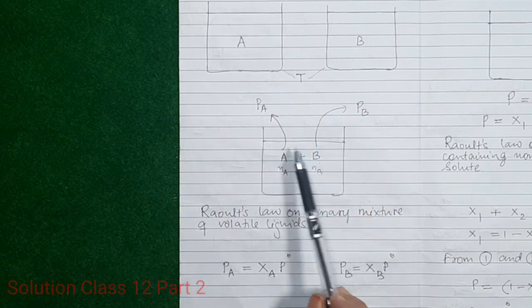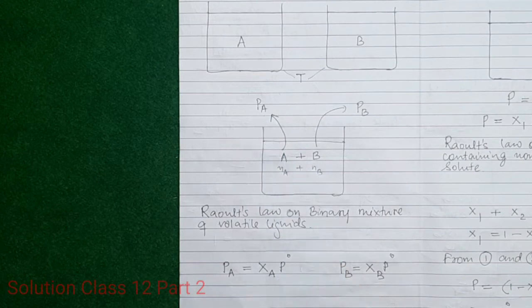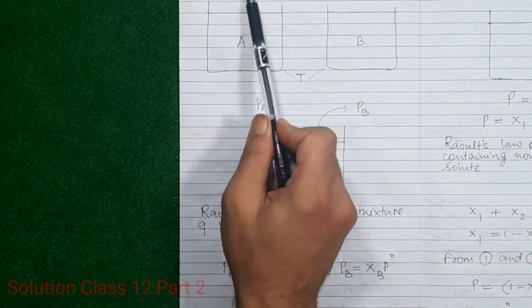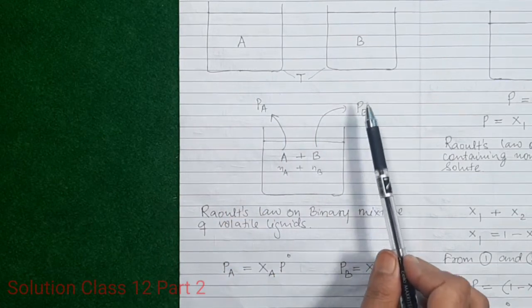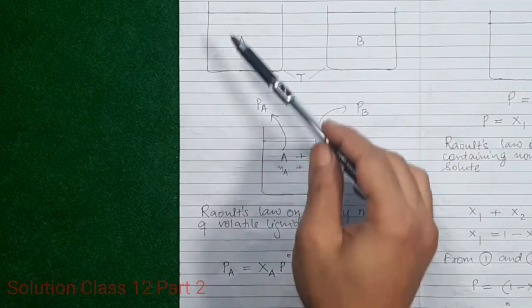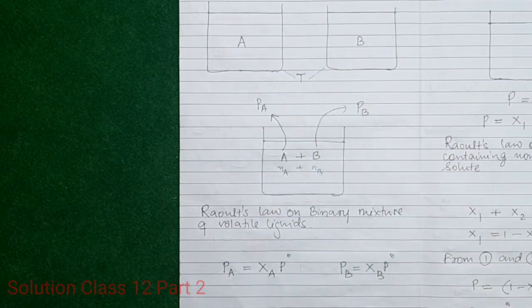Now in the mixed state, in a solution of both A and B, the vapor pressure of A has come down to Pa. So the vapor pressure of B has also changed to Pb. We know that because of impurity, vapor pressure always lowers or comes down. That means I know that Pa is less than P°A. That much I know. I also know that Pb is less than P°B, because the vapor pressure of both A and B has come down.